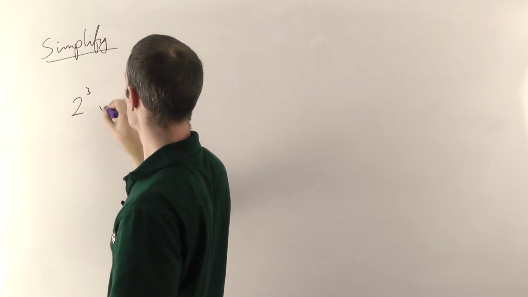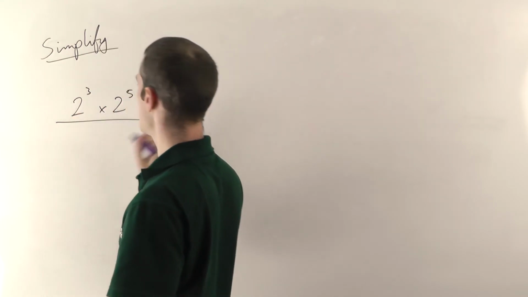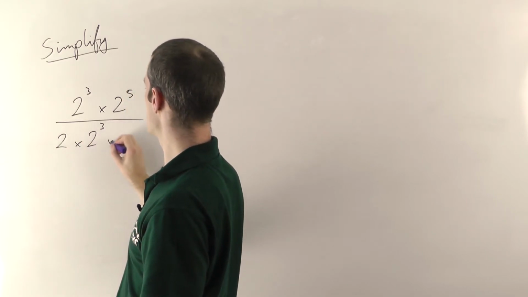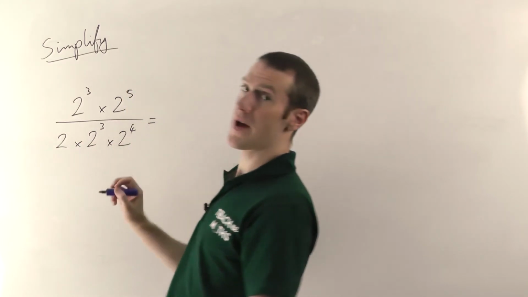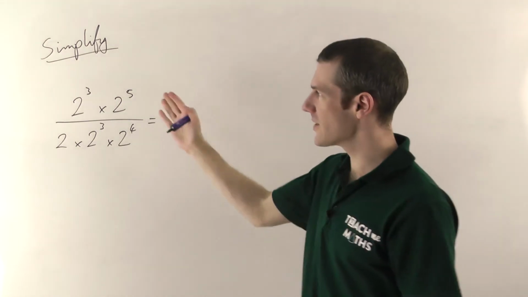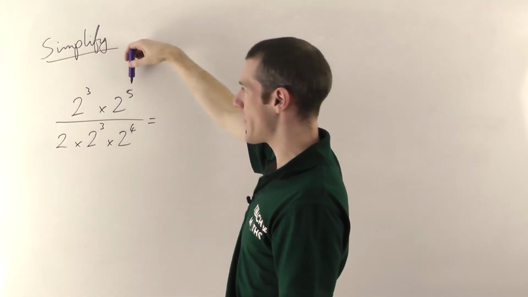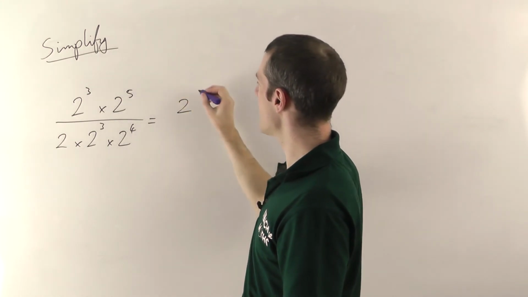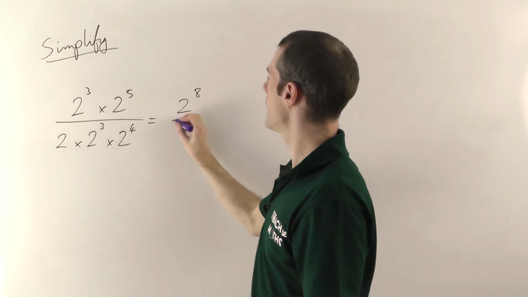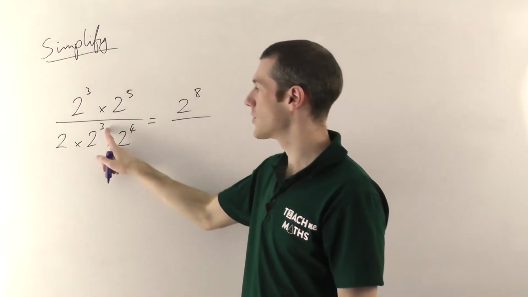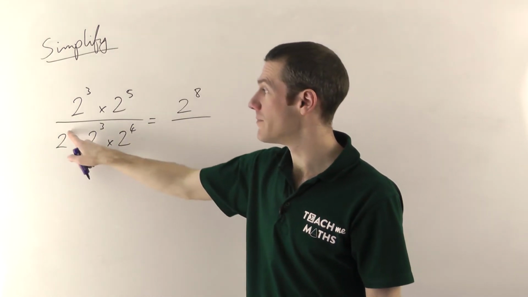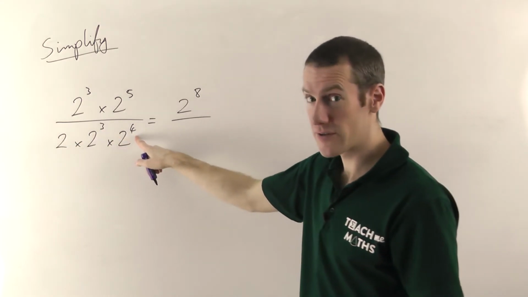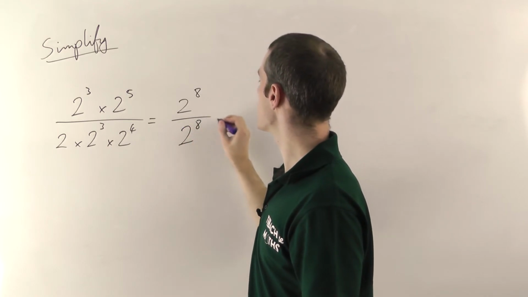So 2 cubed times 2 to the power 5 on the top of the fraction. And on the bottom of the fraction we're going to have 2 times 2 cubed times 2 to the power 4. So work out the top. You're multiplying, so you add the powers. The base number never changes. So it's 2 to the power of 3 plus 5, which is 8. On the bottom, you've got 2 times 2 cubed times 2 to the 4. Add the powers. Remember the power 1 that's here. So it's 1 plus 3 gives you 4, plus another 4 gives you 8. 2 to the power 8.